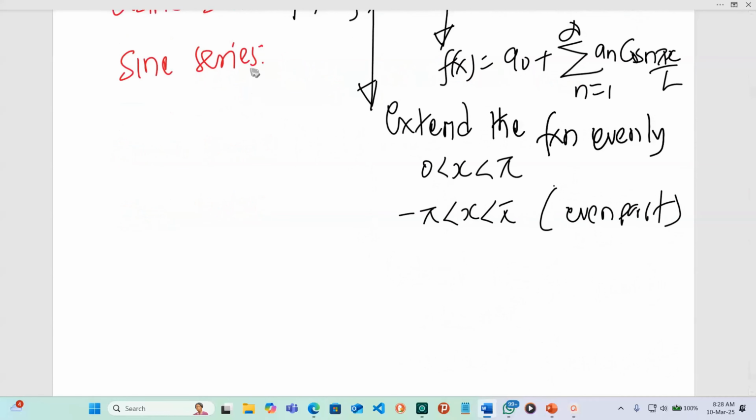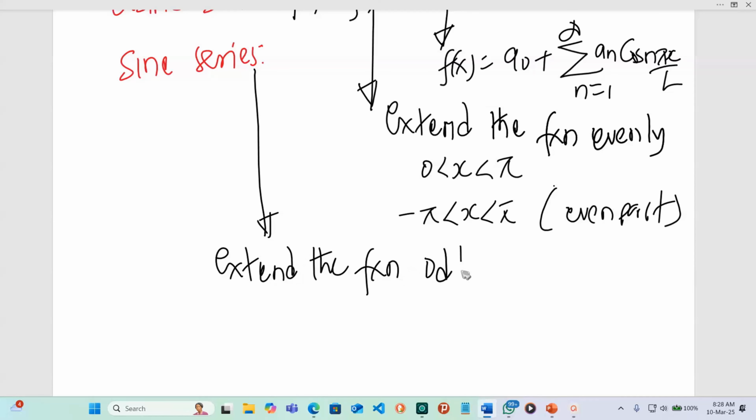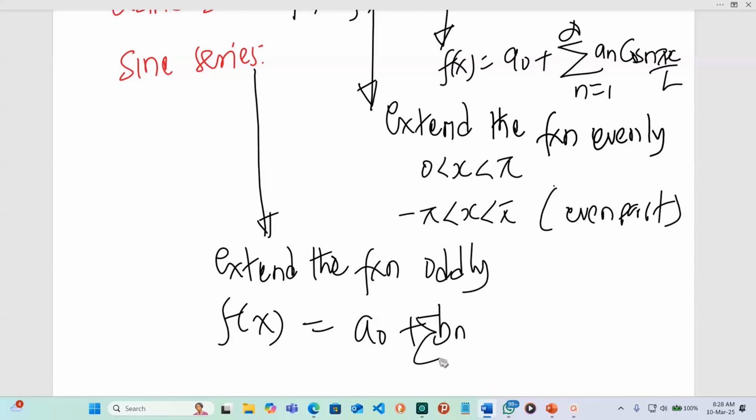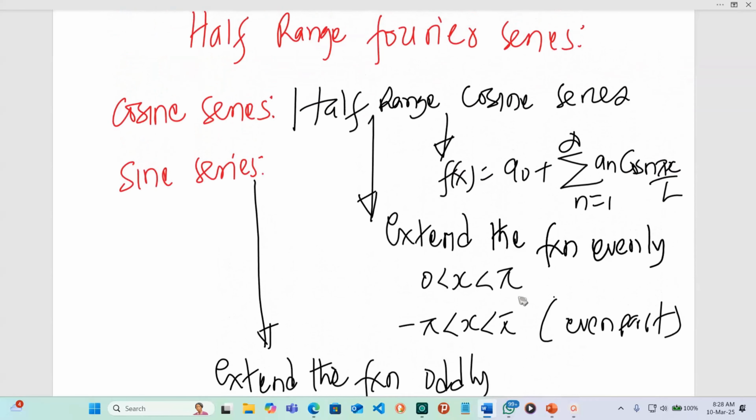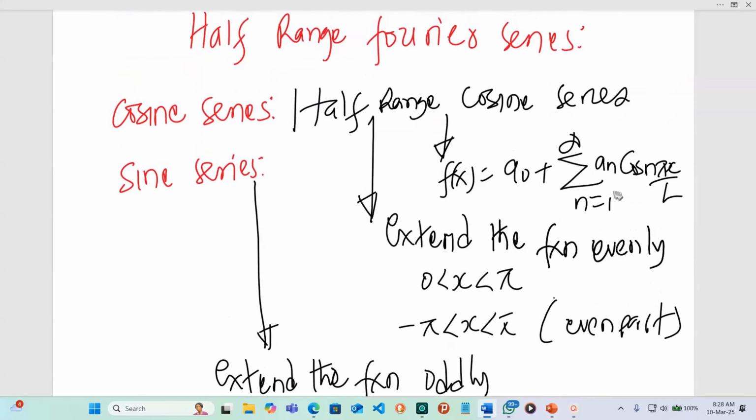Now for a sine series, here you extend the function oddly. So meaning here you're going to be using the techniques that help you to actually make it an odd function. So here you have f of x equal to a naught plus the sum from n equals 1 to infinity of b_n sine n pi x out of L. So this becomes the half-range sine Fourier series. And this is the half-range cosine Fourier series.